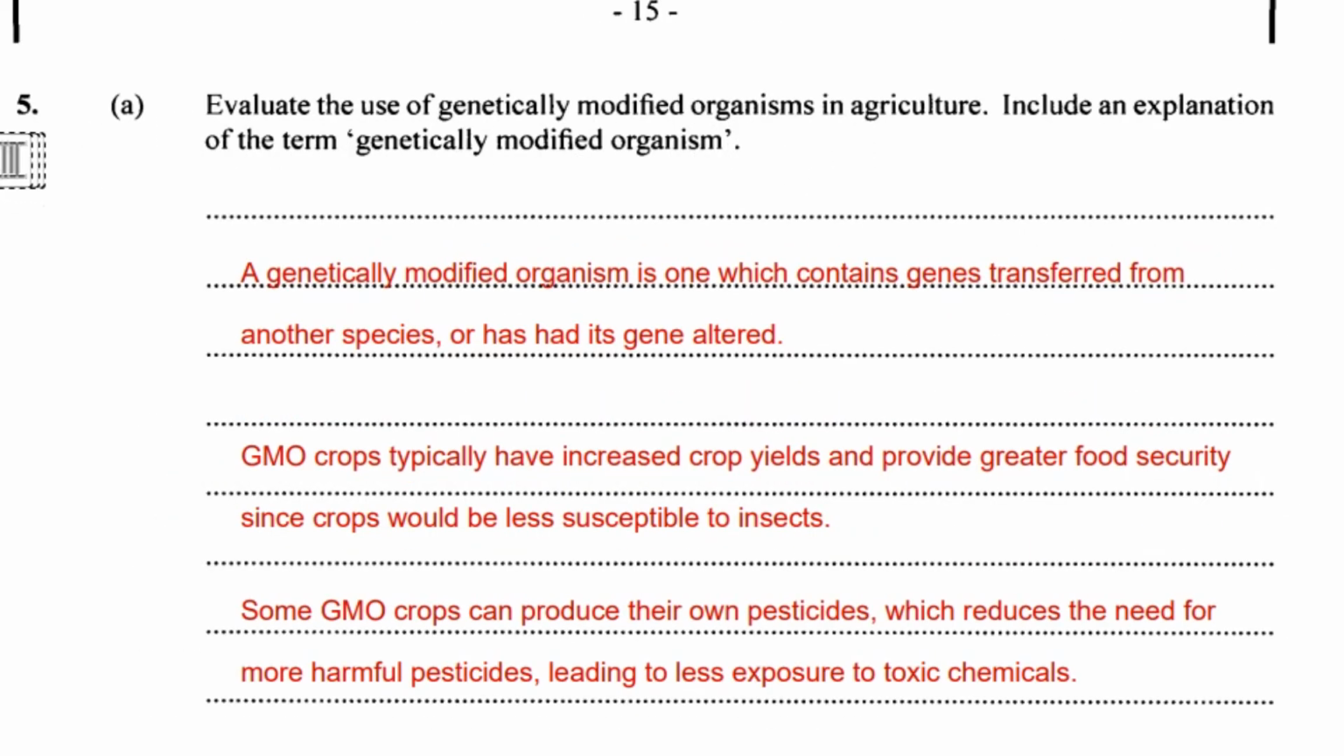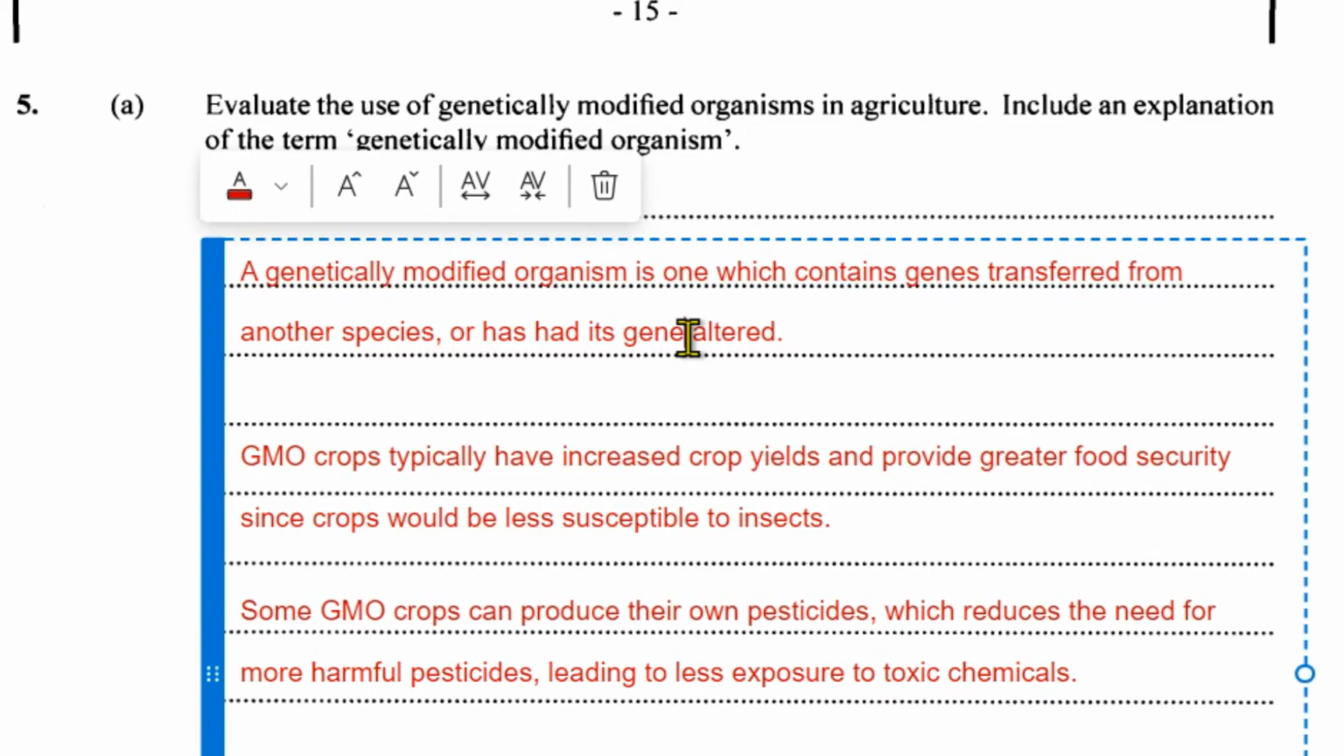Let's look at question 5a. Evaluate the use of genetically modified organisms or GMOs in agriculture. Include an explanation of the term genetically modified organisms. A genetically modified organism is one which contains genes transferred from another species or member of another species, or has had its genes altered or its genome altered.